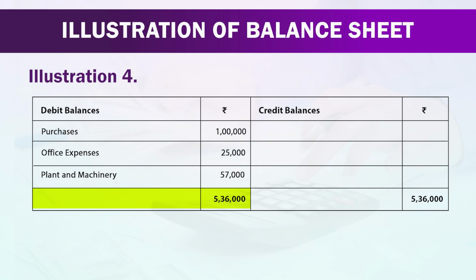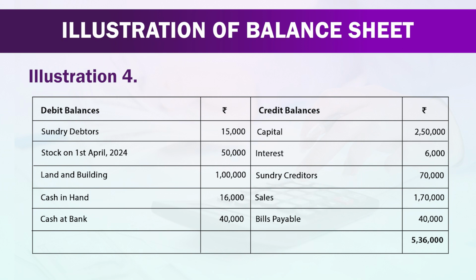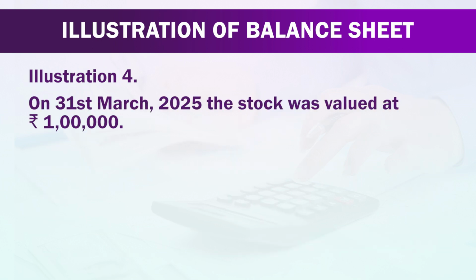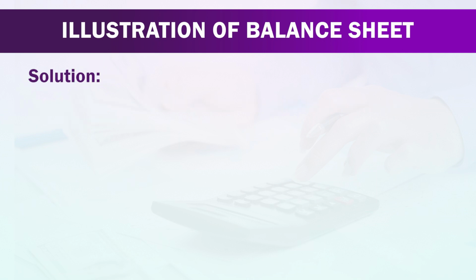The total of the debit side of the trial balance is 5,36,000. Now, we will have a look at the credit balances. The first item is capital of rupees 2,50,000, interest 6,000, sundry creditors 70,000, sales 1,70,000, bills payable 40,000, and the total is 5,36,000. Now, we have the value of closing stock on 31st March 2025, rupees 1 lakh. Let us have a look at the solution of our question.